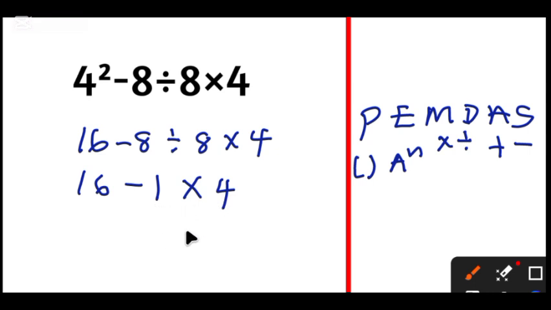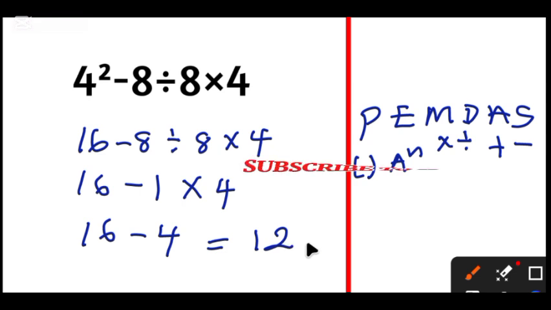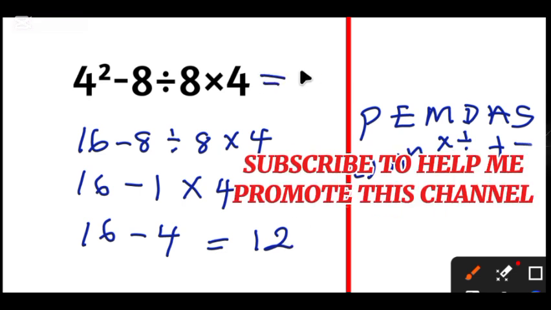1 times 4 equals 4. So we have 16 minus 4. And 16 minus 4 equals 12. This is the correct answer to this equation.